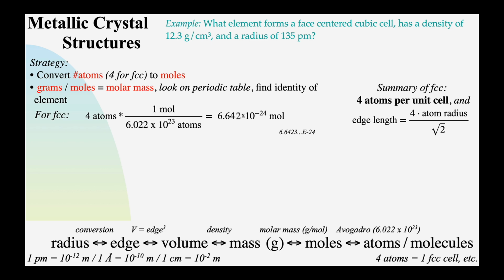Now, I want to make sure, especially at this part, that you're getting this number. It's easy to go 4 divided by 6.022 times 10 to the 23rd, and your calculator may not be aware that you want to divide by 6.022 times 10 to the 23rd and not go 4 divided by 6.022 and then multiply by 10 to the 23rd. So if you're getting a very large number here and you're not getting 6.64 times 10 to the minus 24, it's because your calculator thinks you want to multiply by 10 to the 23rd instead of divide by 10 to the 23rd.